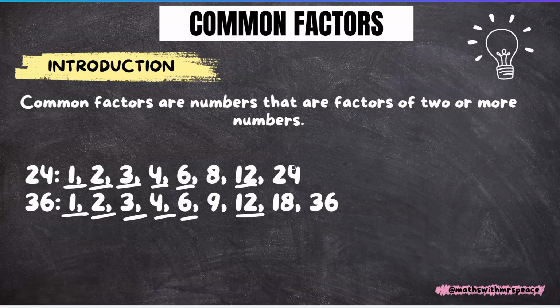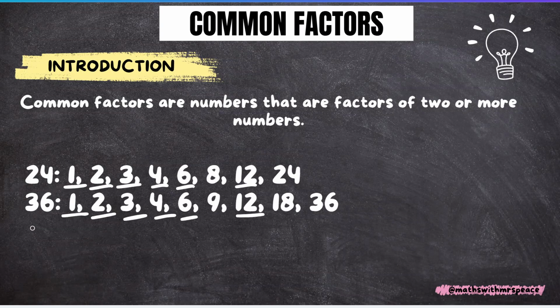Notice the numbers that I've not underlined. 8 is a factor of 24, but 8 is not a factor of 36. Therefore, it's not a common factor. The same goes for 9. It's a factor of 36, but it's not a factor of 24. Therefore, it's not a common factor of 24 and 36. The same goes for all the other numbers that I've not underlined, 24, 18, and 36.